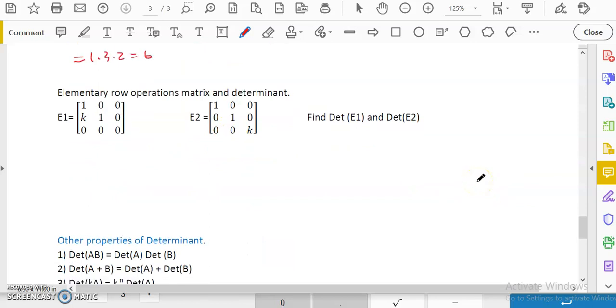And the next is about elementary row operations. So what does an elementary row operation do to a matrix, and how does it affect the determinant? Obviously, we know that after you do elementary row operations, the determinant will change, right? So let's see, if I have an elementary matrix 1, 0, 0, k, 1, 0, 0, 0, 1, then what is the determinant of this matrix?